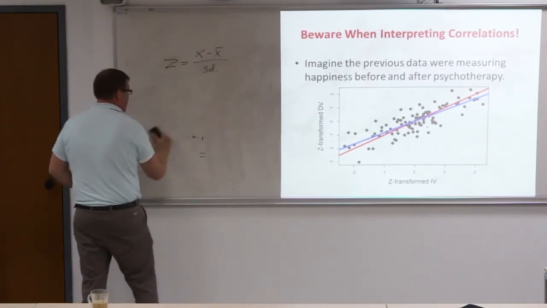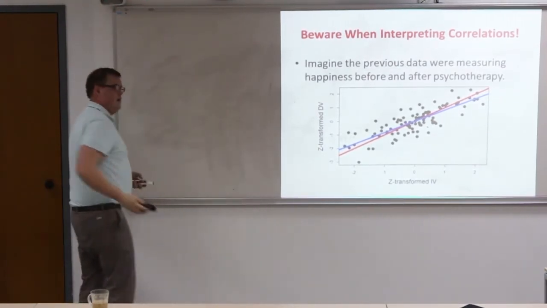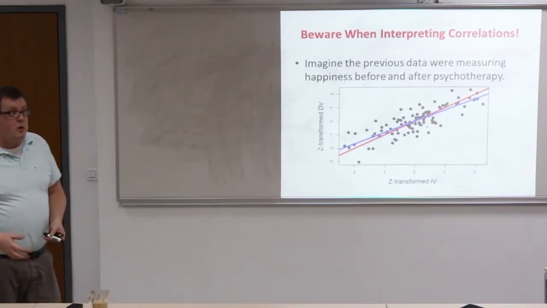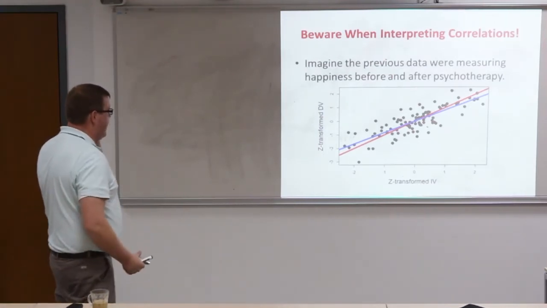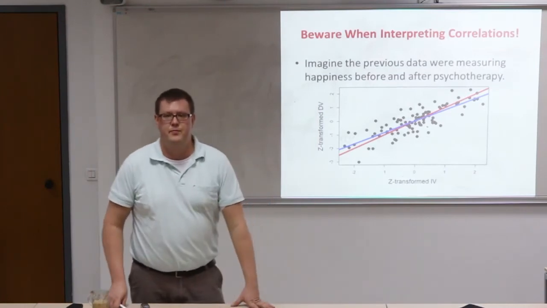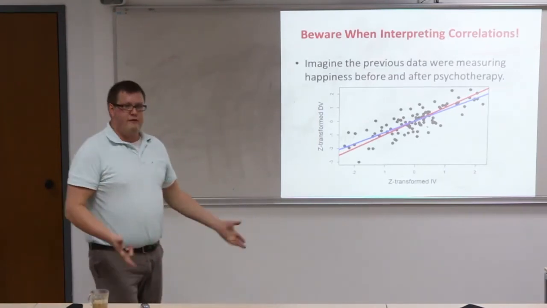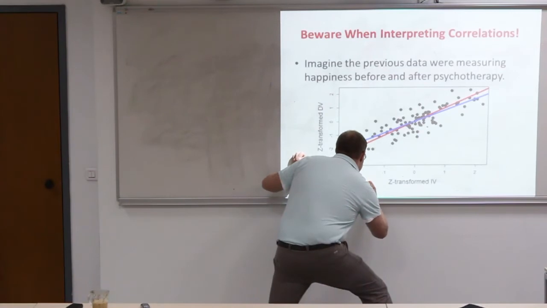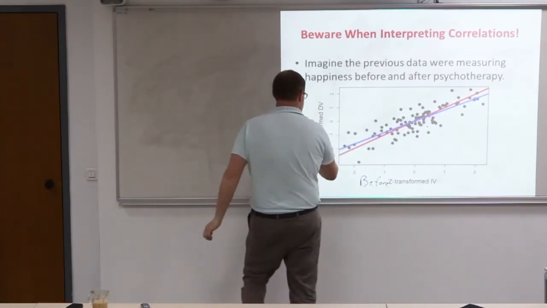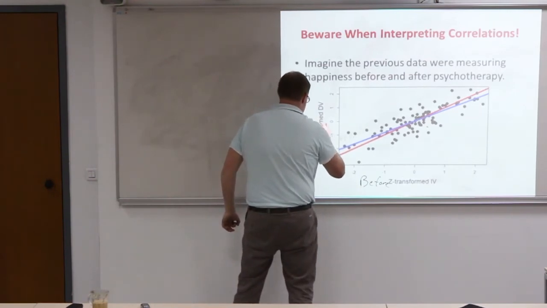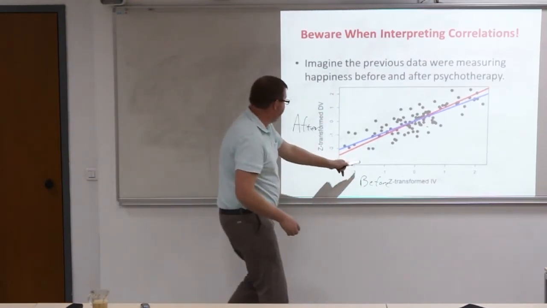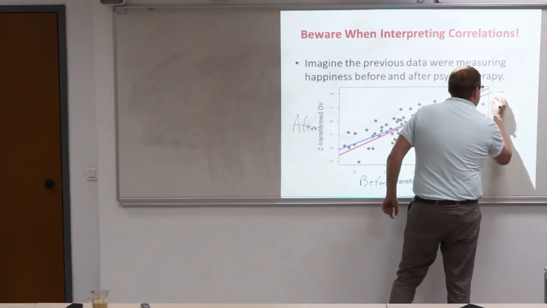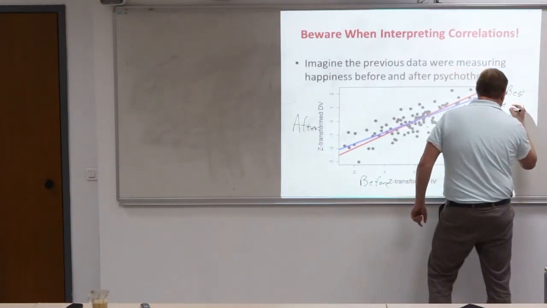Regression to the mean is tricky because people often want to make conclusions about correlations that aren't really warranted. So imagine that the data were measuring happiness before and after psychotherapy. Okay? So you have some measure of happiness. This would be the IV, so this is before, and after. For each person, we have a before score and an after score. And it's best described by the blue line. This is best in the least squares sense.